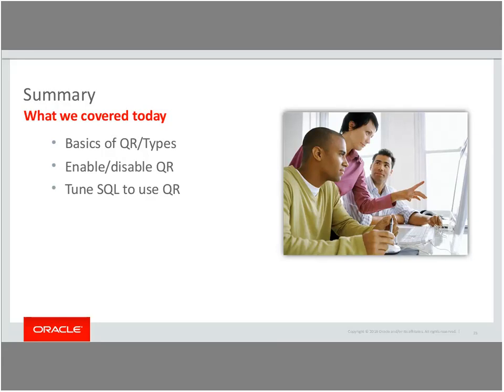This brings us to the summary, and today we have discussed the basics of query rewrite, what the types of query rewrite are, how query rewrite can be enabled and disabled, and what the various parameters are that affect it. We have seen how dbms_mview explain_mview and tune_mview can be helpful to determine which type of query rewrite can be used, and recommendations can be provided using dbms_advisor.tune_mview.